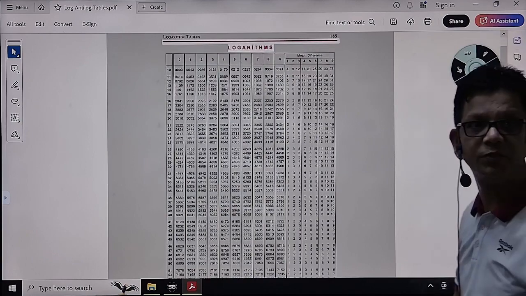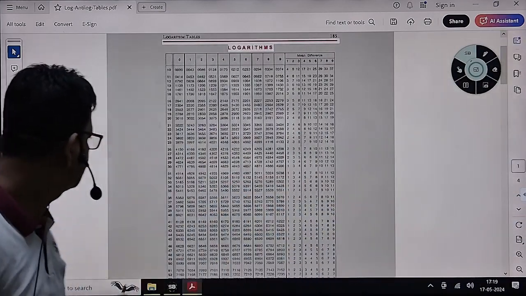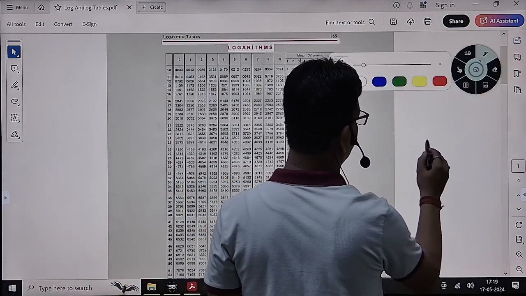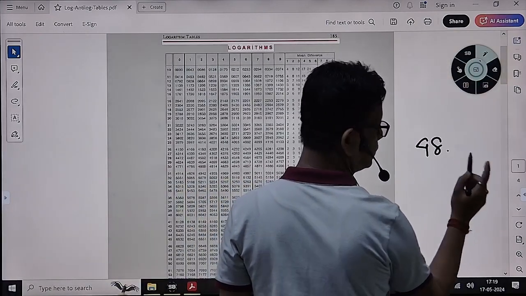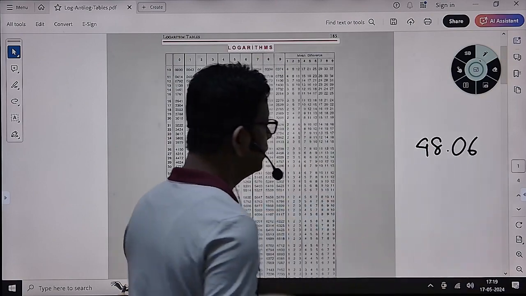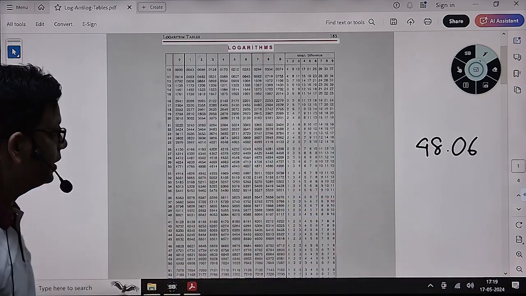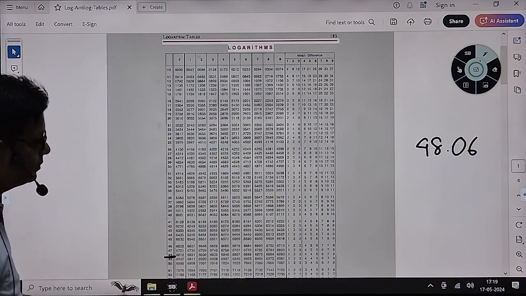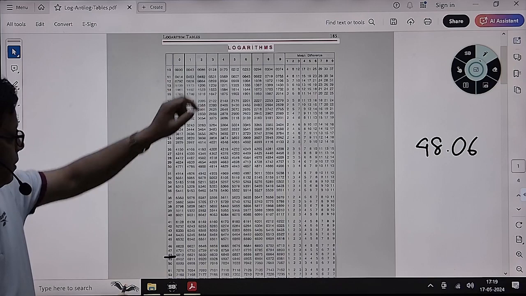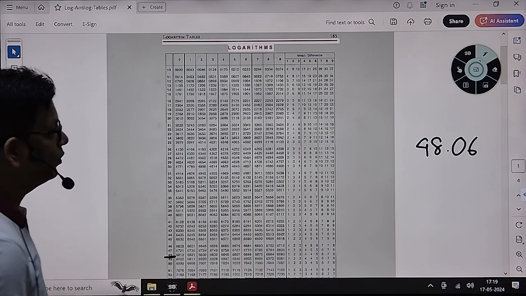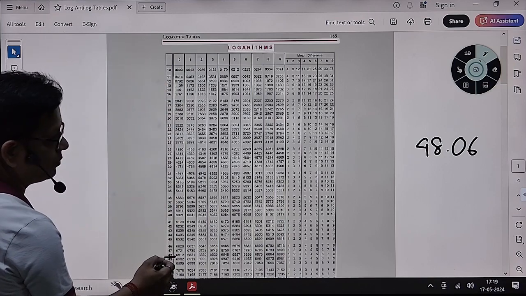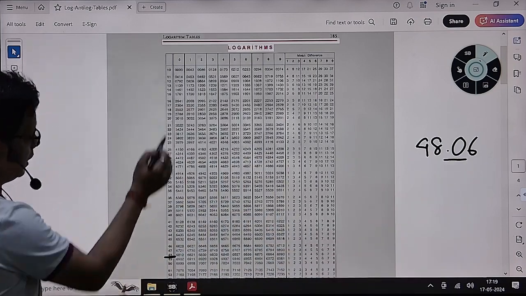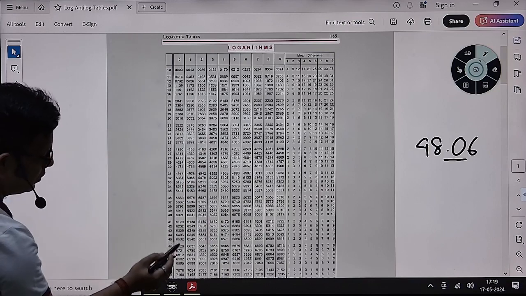Okay, it will be very small here. I hope you can understand. The number was 48.06. Now to get the decimal part, you see in the 48 column. So this is your 48. It is very small, it cannot be shown otherwise. You found the number 48 in the log table. Now what is the next digit? 0. So in 48, 0.